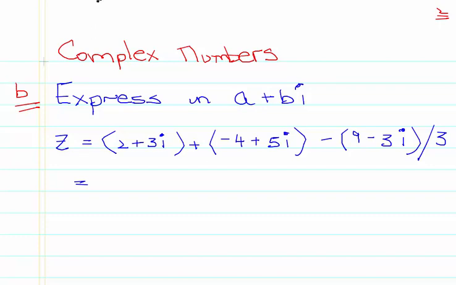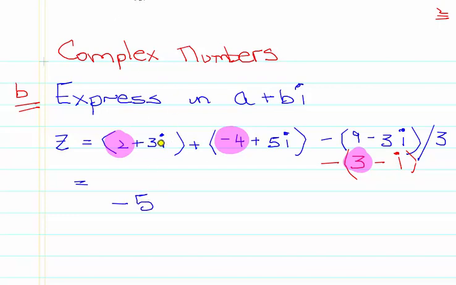So what I'm going to do first off is replace that with 3 minus i. Essentially, we're going to add everything up. So let's look at the real components here: 2 minus 4 and minus 3. That works out to be 2 minus 4 minus 3, which is minus 5.